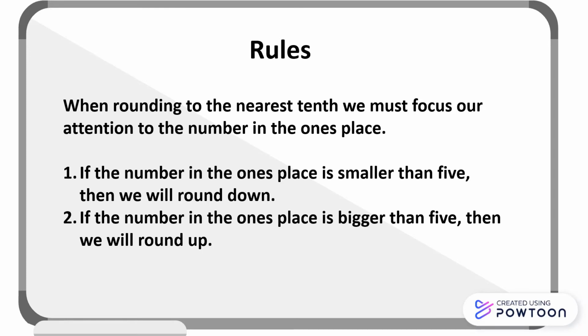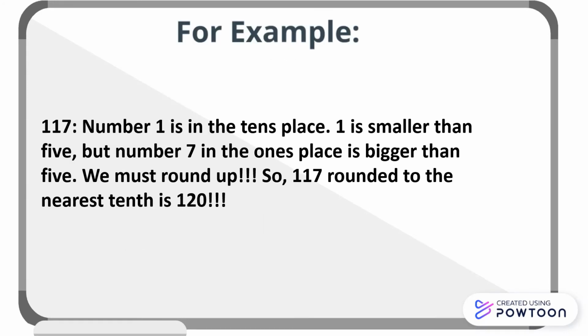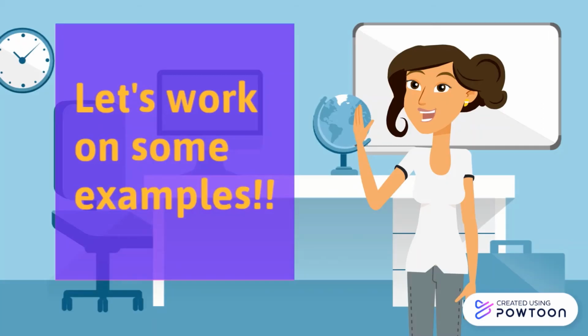So we have to be very careful and pay attention to the numbers in our place value charts, boys and girls. For example, in the number 117, number 1 is in the tens place. 1 is smaller than 5, but number 7 is in the ones place and it is bigger than 5, so we must round up. So 117 rounded to the nearest tenth is 120. Now let's work on some examples.